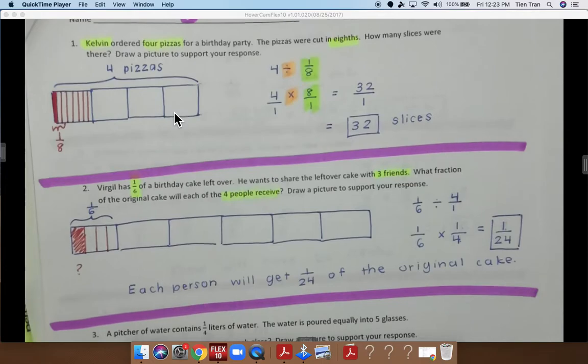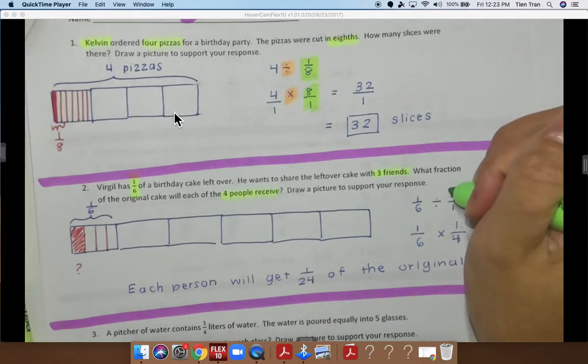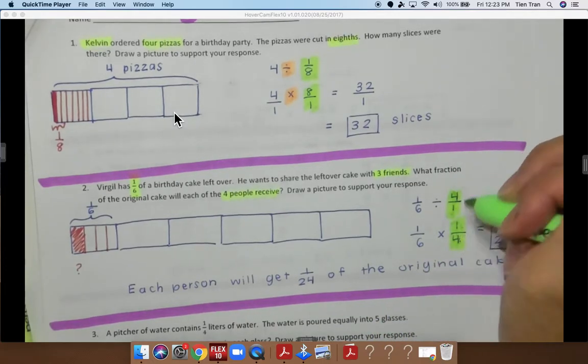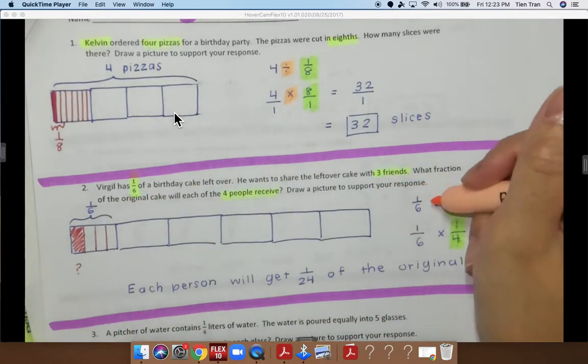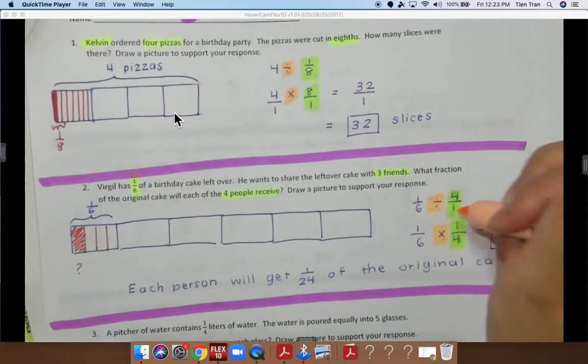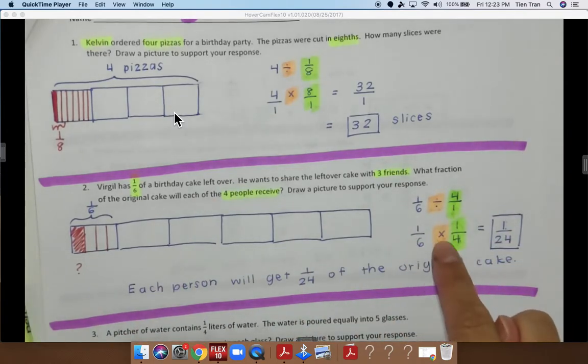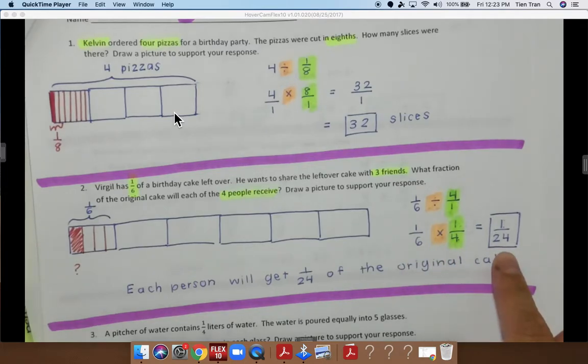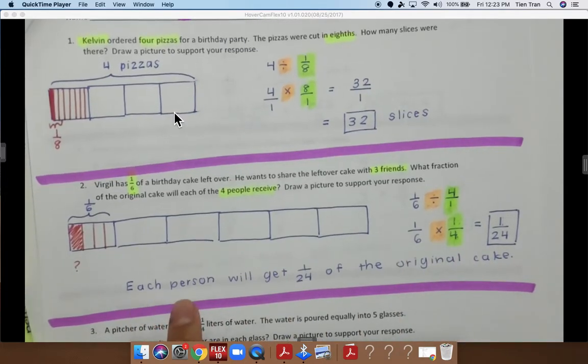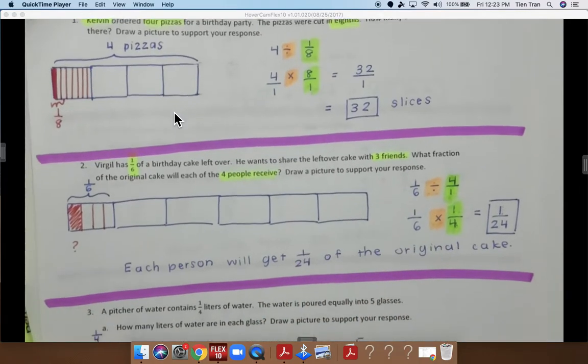I have 1/6. What I'm going to do is flip 4/1 into 1/4, and my division sign is going to change to a multiplication sign. 1 times 1 is equal to 1. 6 times 4 is equal to 24. So that means that each person will get 1/24 of the original cake.